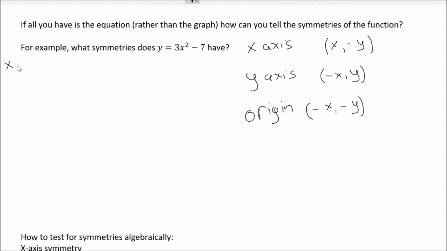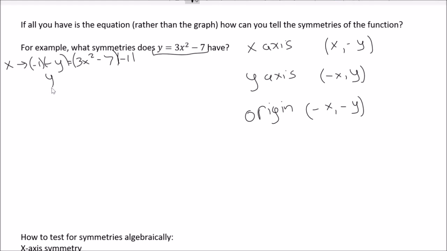So let's start with x-axis symmetry. What that would look like is instead of y, we'll write negative y. And that's all. We'll try to simplify it. So negative y equals 3x squared minus 7. Now what I have to do is try to work this algebraically so that it matches the original again, and that will prove that this is a solution to the original equation. So I've got to get rid of that negative. It doesn't match right now. So I'm going to multiply both sides by negative 1, and you've got to do it on both sides.